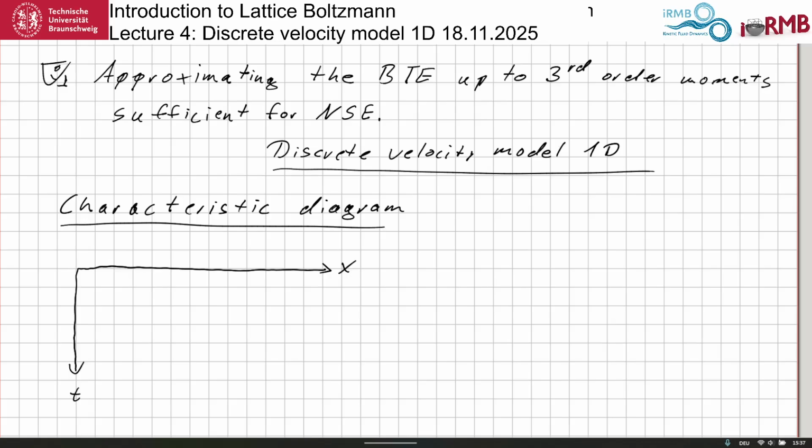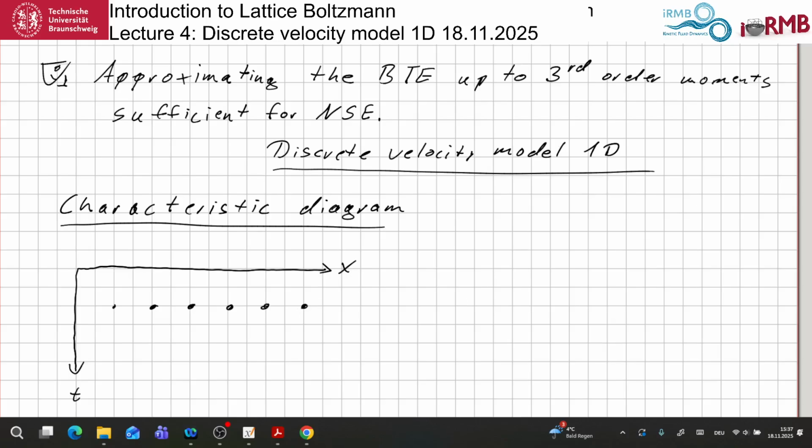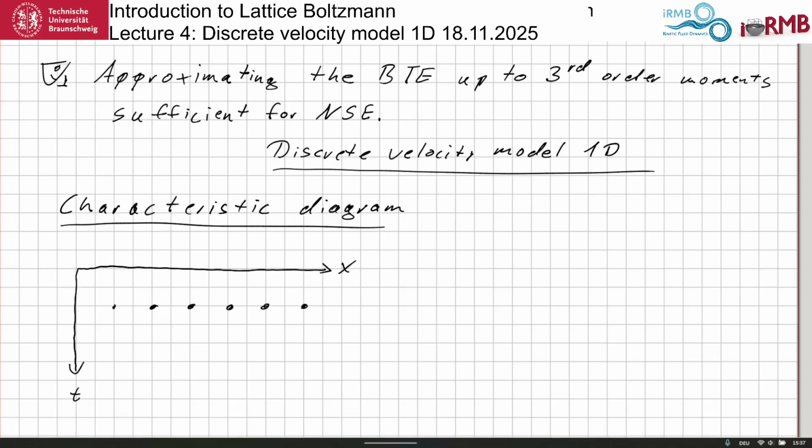We specify that we have so-called lattice nodes. These are these points here. And these lattice points all have the constant distance of delta x. And then they are kind of a cellular automaton which changes its state in time given a discrete time step delta t.